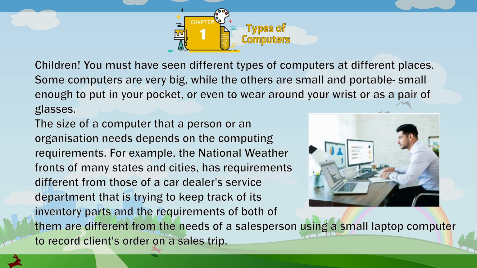The size of a computer that a person or an organization needs depends on the computing requirements. For example, the National Weather Forecasting Agency, keeping watch on the weather fronts of many states and cities, has requirements different from those of a car dealer's service department, that is, trying to keep track of its inventory parts. The requirements of both of them are different from the needs of a salesperson using a small laptop computer to record a client's order on a sales trip.